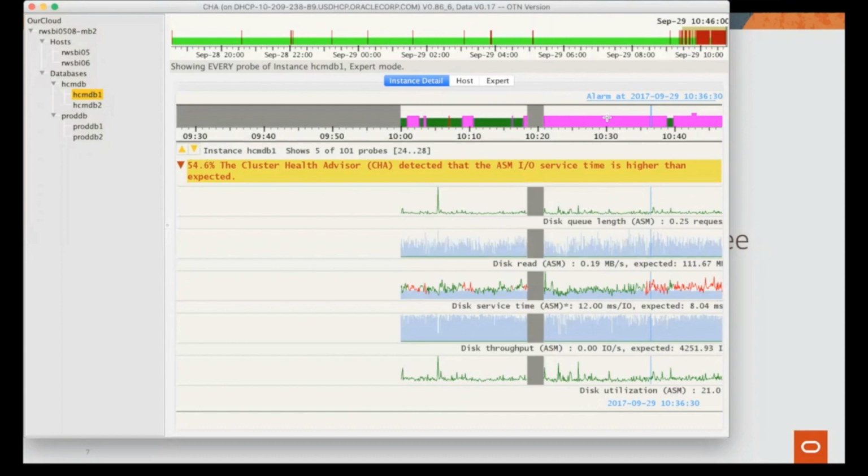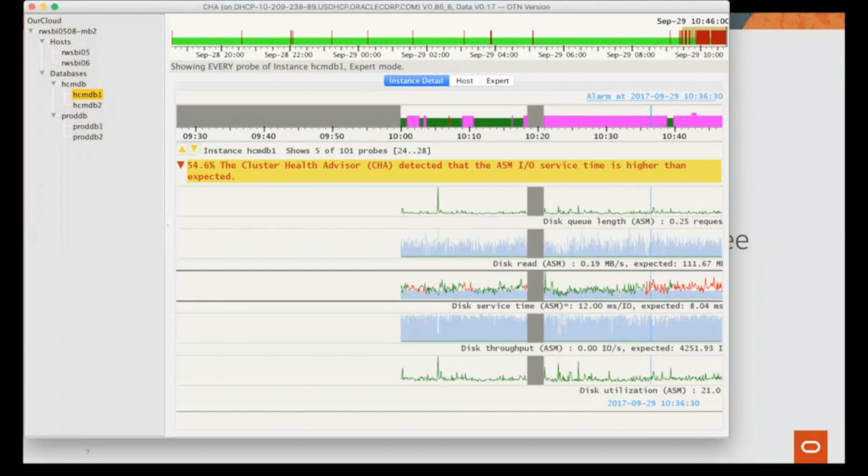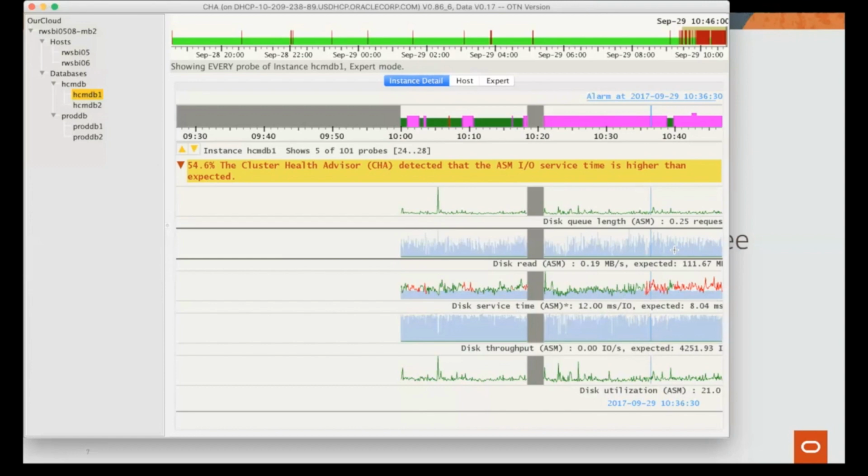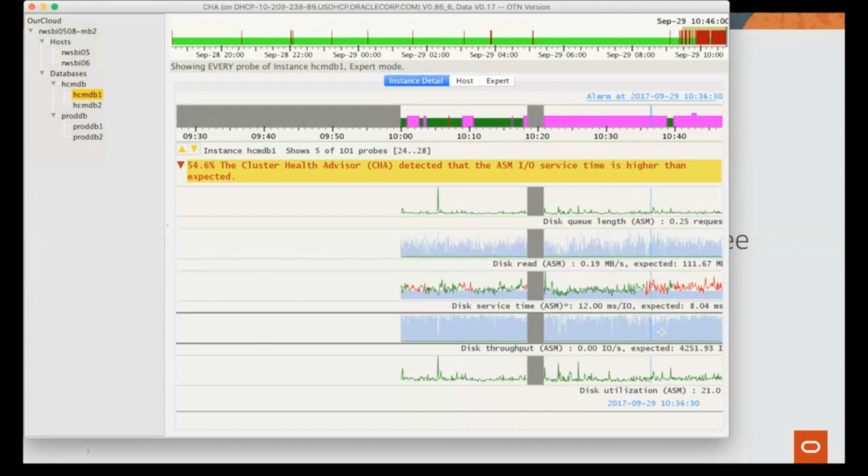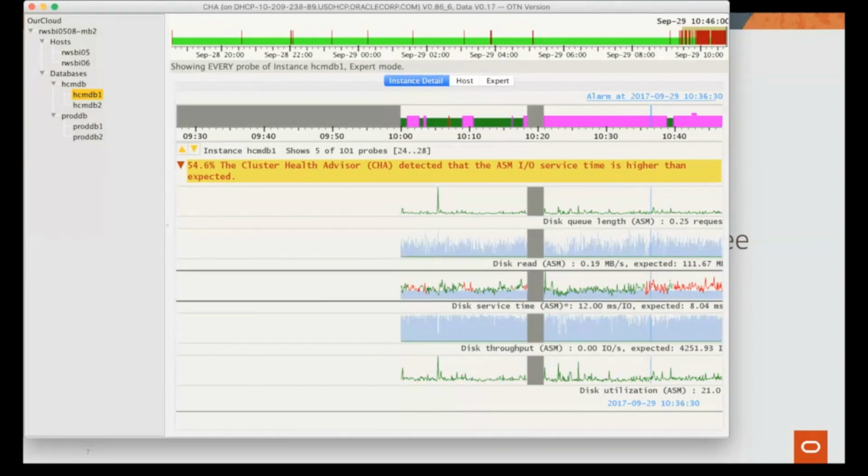So what represents the expected value? The first value is the observed. When you look at the disk service time ASM, you see 12 milliseconds. This is what we measure, what we really get from the system. But taking all the signals which are correlated to each other into account, the calculated, predicted value would be 8.04 milliseconds.